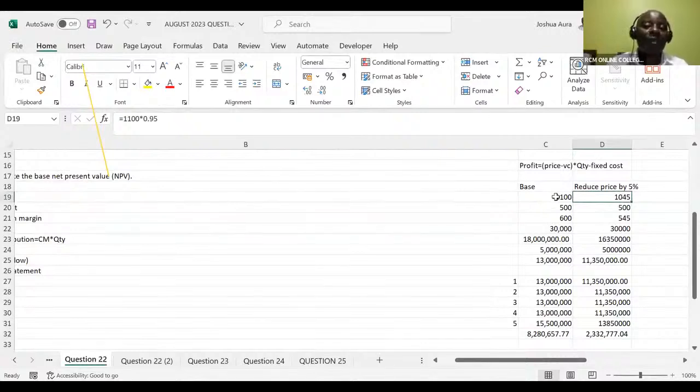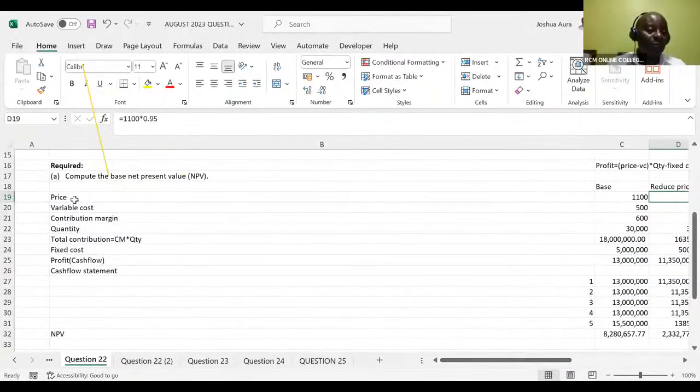You see, the price was 1,100, but now they've told us that the price is being reduced by 5%. So how do we reduce it? The formula is here. We take the older price times 0.95. Once we get a new price, because I'd copied the formula, everything adjusts itself automatically. Till here. So for you to understand, please allow me to pick another variable.